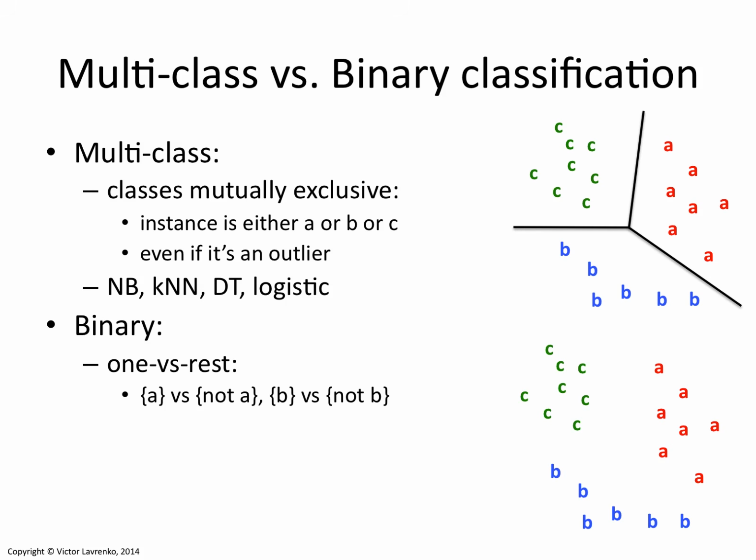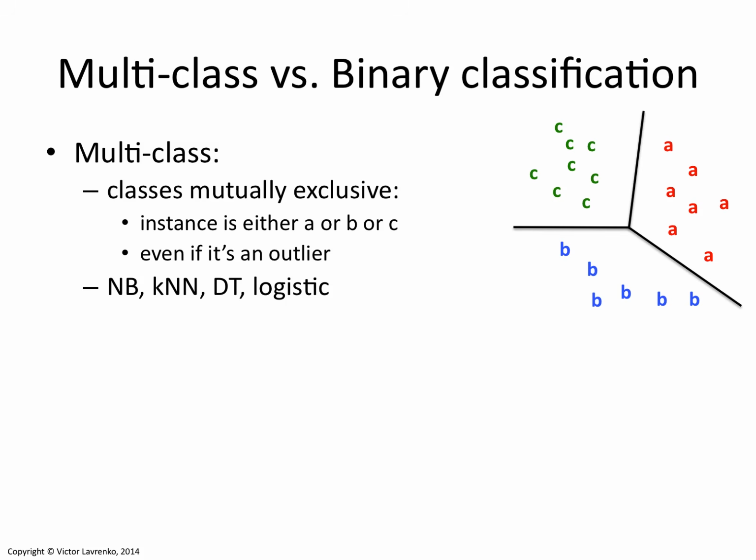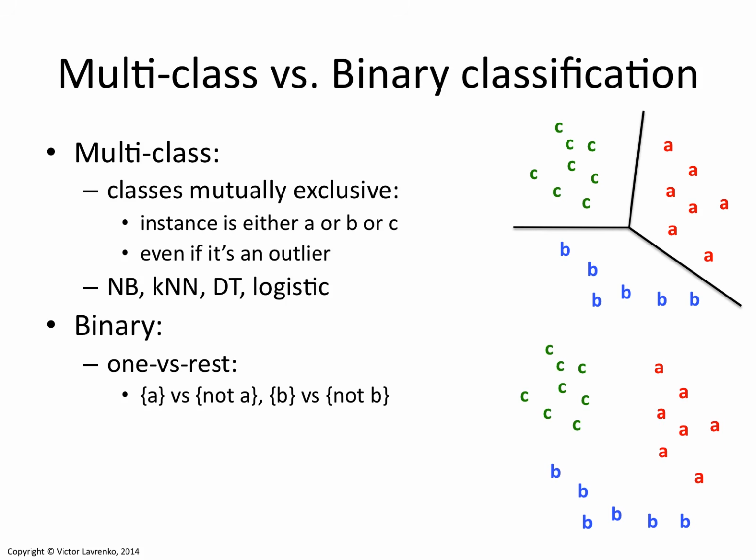Now, binary classification is a little bit different. We have some algorithms that cannot do multi-class, and unfortunately, they are actually the most powerful algorithms that we have. The support vector machine is fundamentally a binary classifier. It draws a boundary between positives and negatives. That's what it can do. That's what it's designed to do.